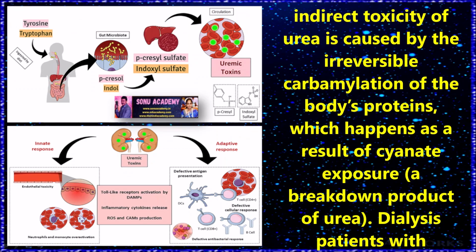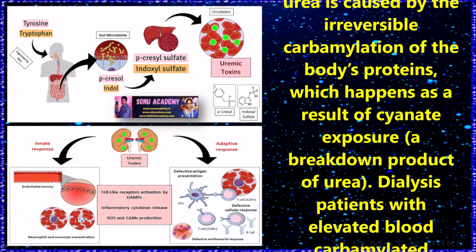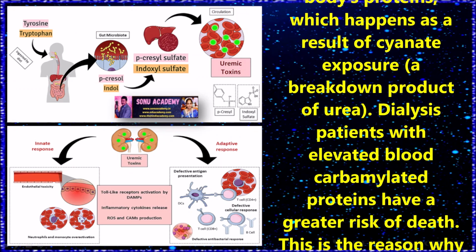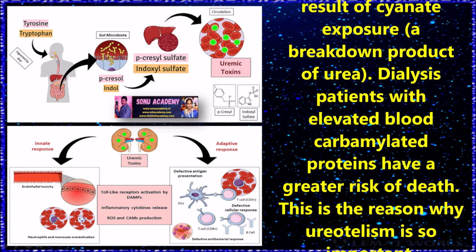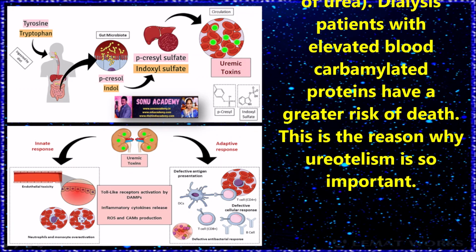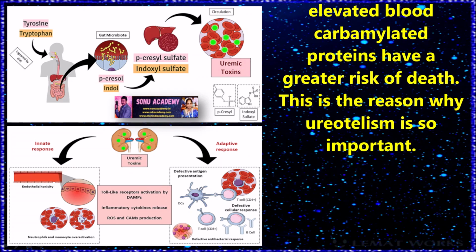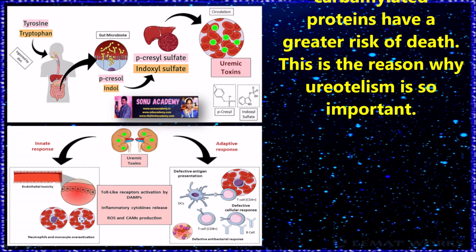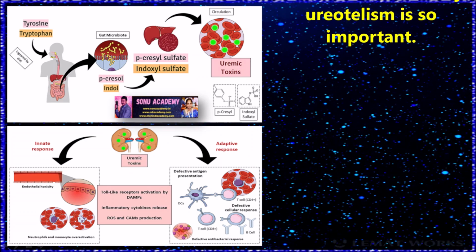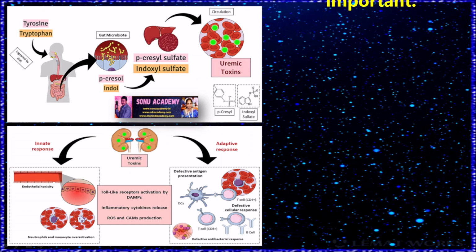The indirect toxicity of urea is caused by the irreversible carbamylation of body proteins, which happens as a result of cyanate export, a breakdown product of urea. Dialysis patients with elevated blood carbamylated proteins have a great risk of death. This is the reason why ureotelism is so important.